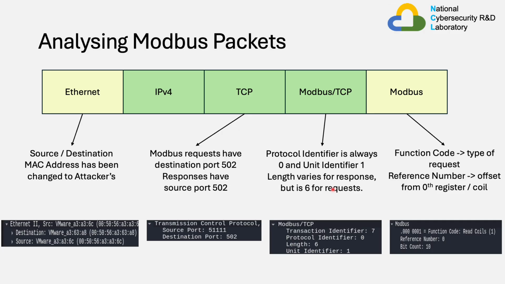For the Modbus data layer, the function code denotes the type of request, whether it's a read register or set single coil or so on. The reference number denotes the offset from the 0th register or 0th coil. For example, a reference number of 5 refers to coil 5.